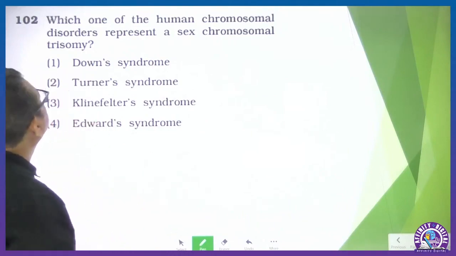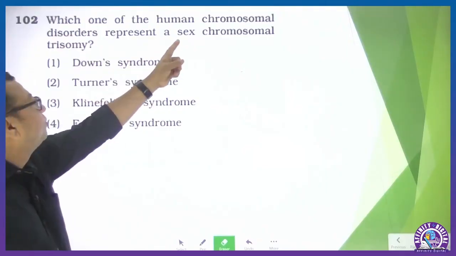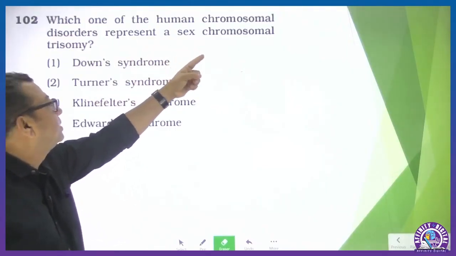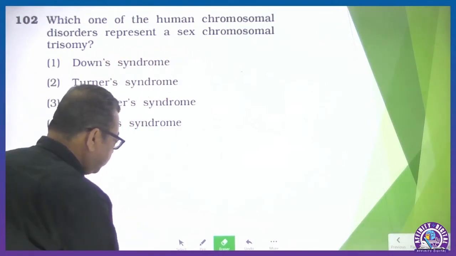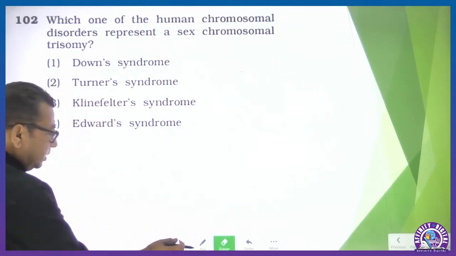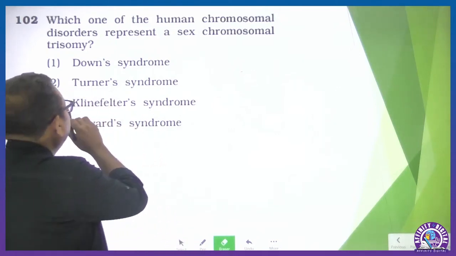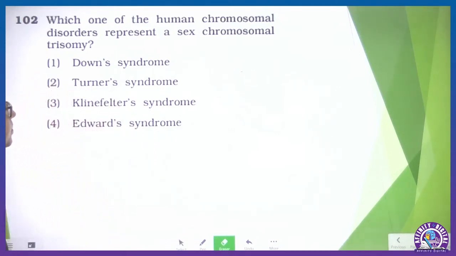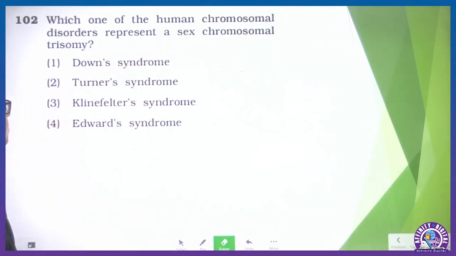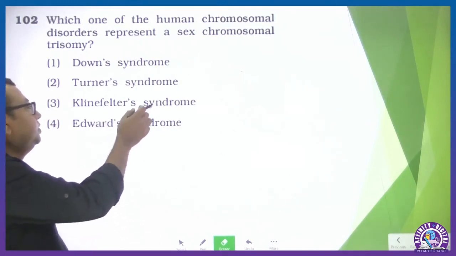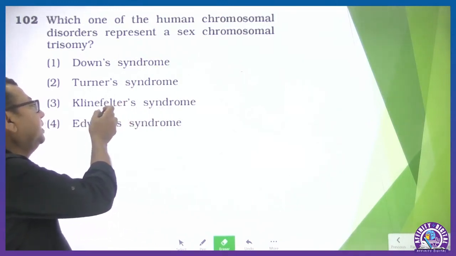Next question. Which of the following human chromosomal disorders represents a sex chromosomal trisomy? The answer for this question is option number 3, trisomy of sex chromosome. Which disease is representing which chromosomal disorder?